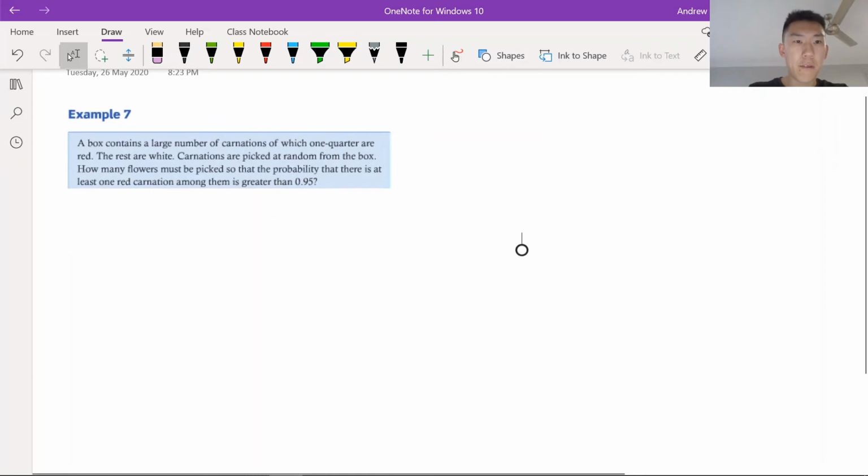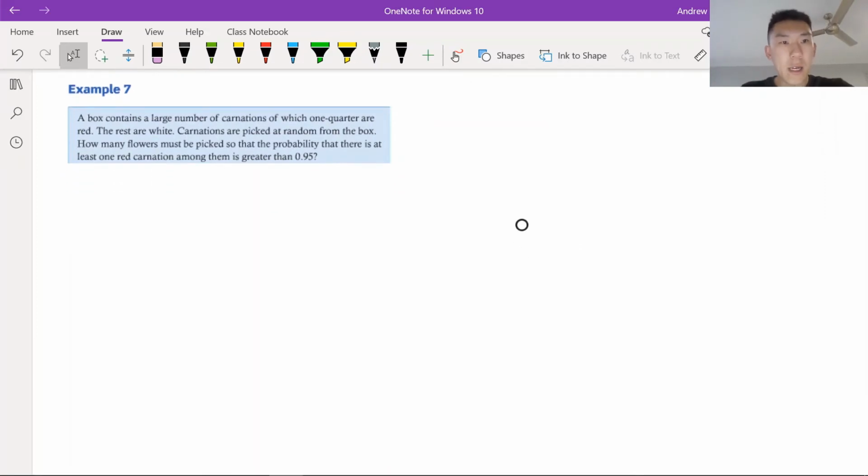Alright, example 7. A box contains a large number of carnations, of which 1/4 are red, the rest are white. Carnations are picked at random from the box. How many flowers must be picked so that the probability that there is at least one red carnation among them is greater than 0.95? Alright, so I'm thinking whether I show 2 methods here or not. Okay, maybe I do show both methods.